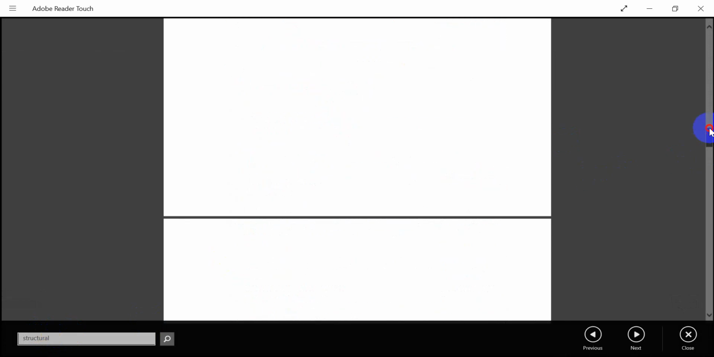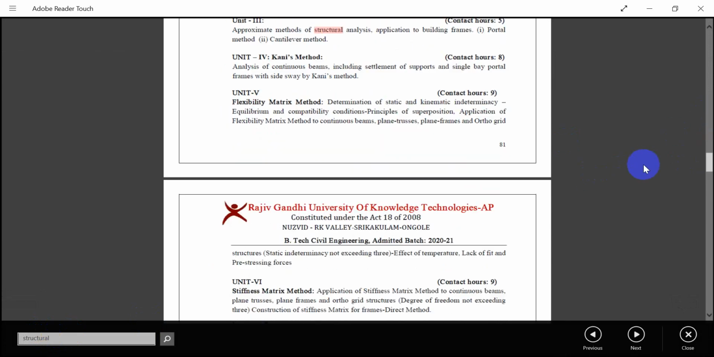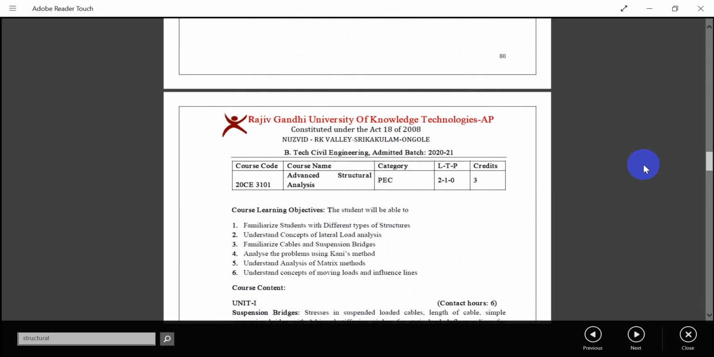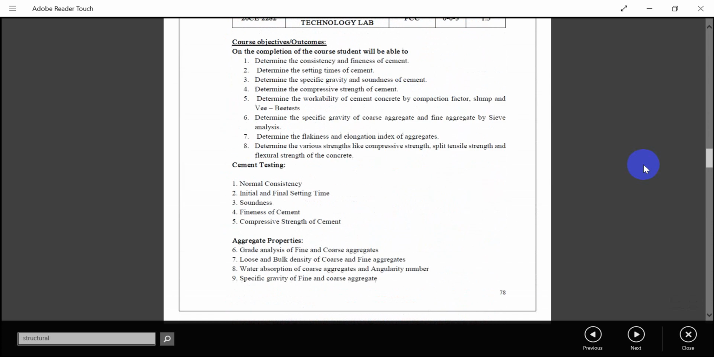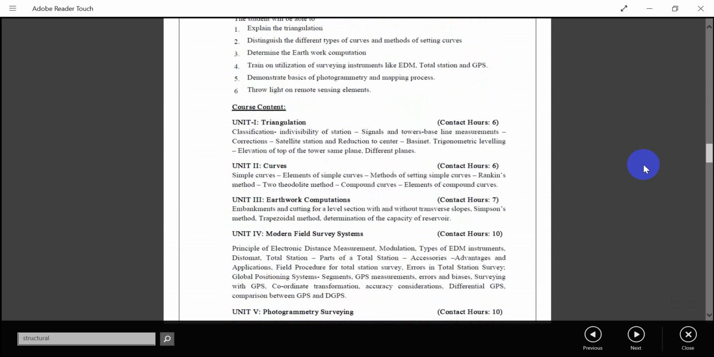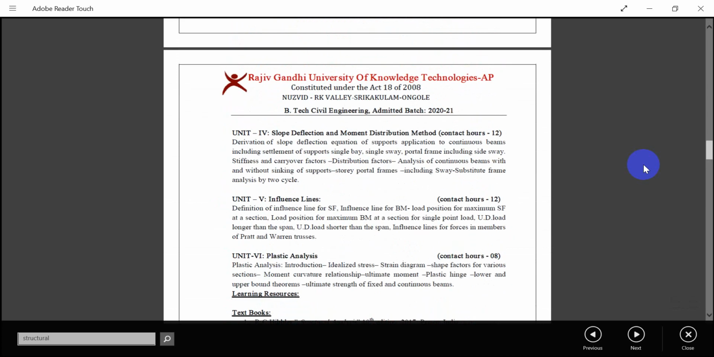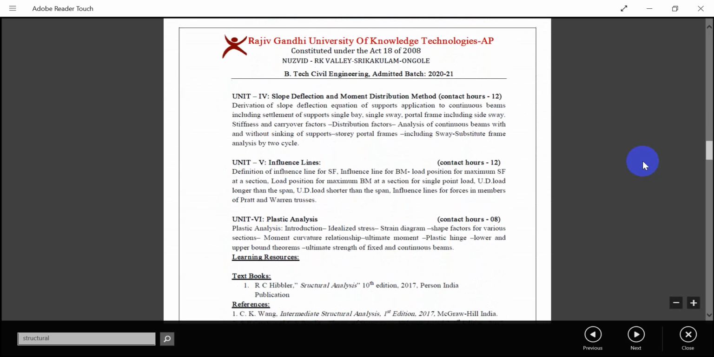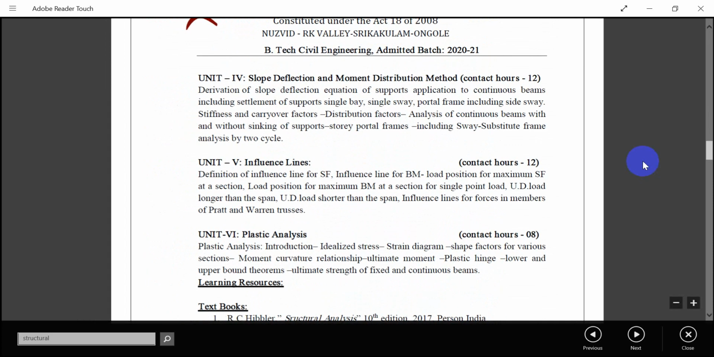This is advanced. We don't need it. This is again advanced. See, structure on syllabus. Definition of influence line for shear force.